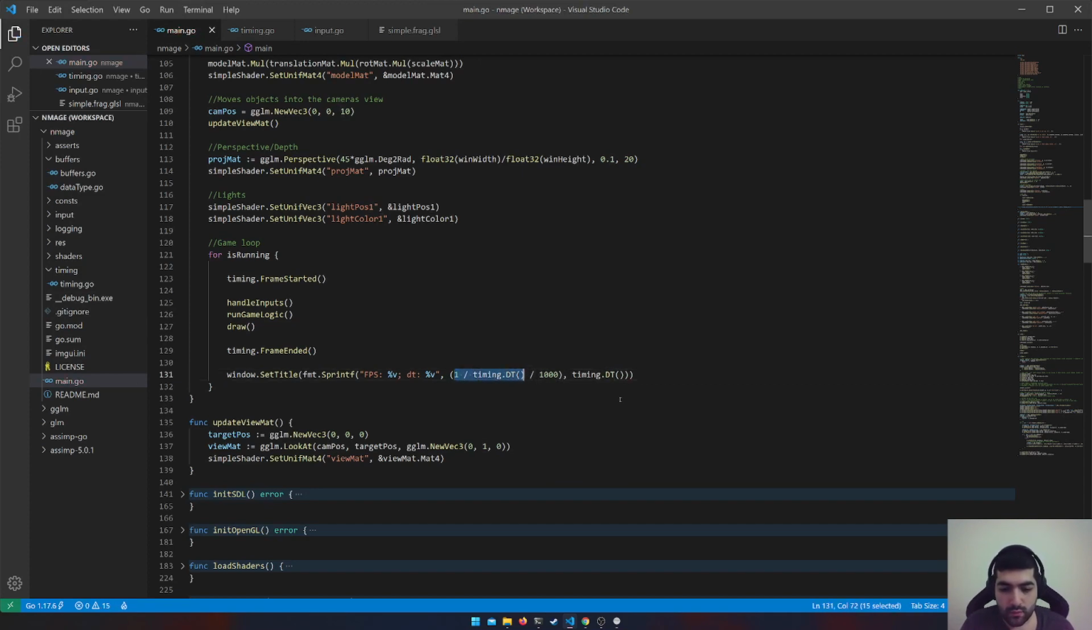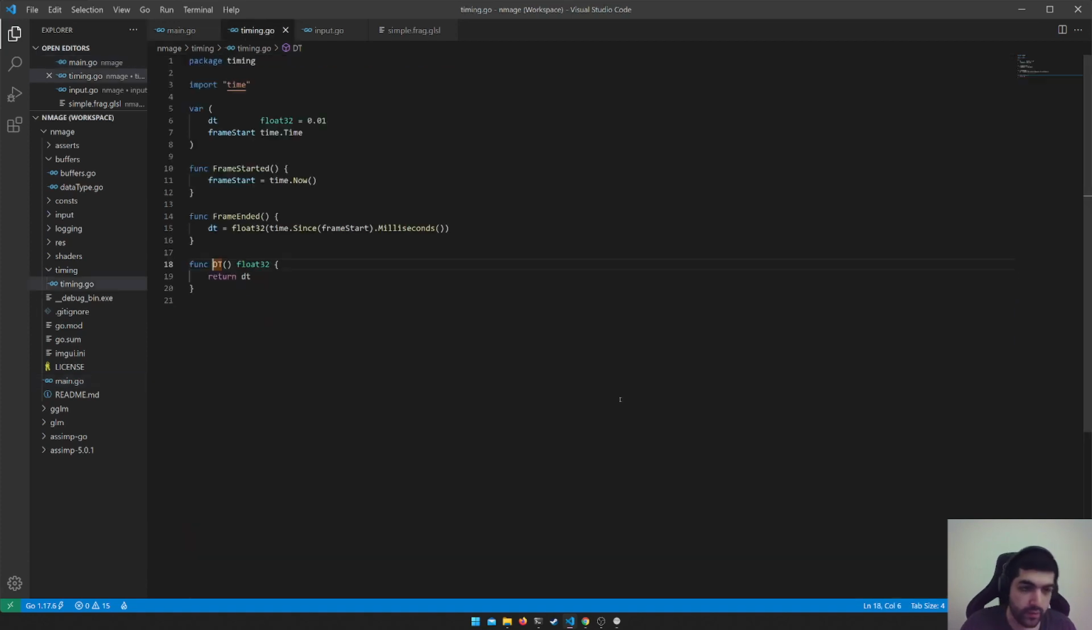So 1 divided by delta time, and we divide this by 1000 to make it in seconds. Yep, I think that's it. And maybe a comment would be nice to say T is frame delta time in milliseconds.